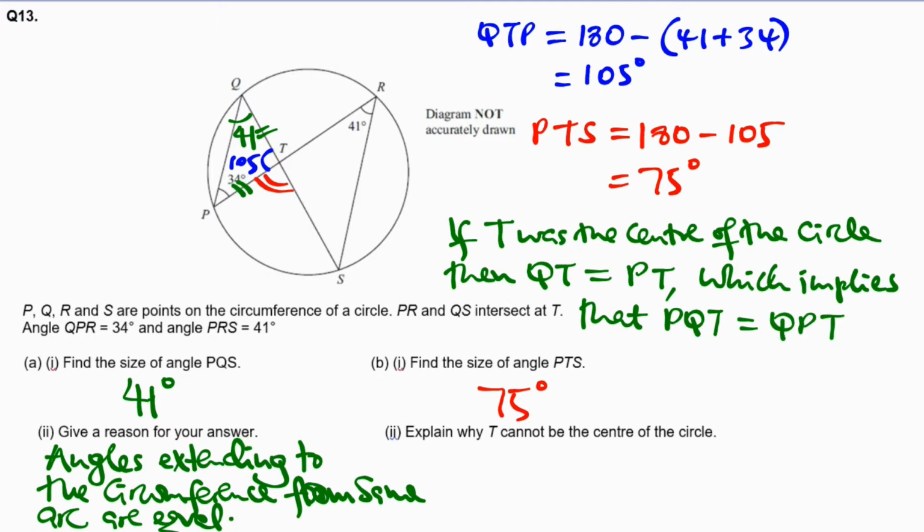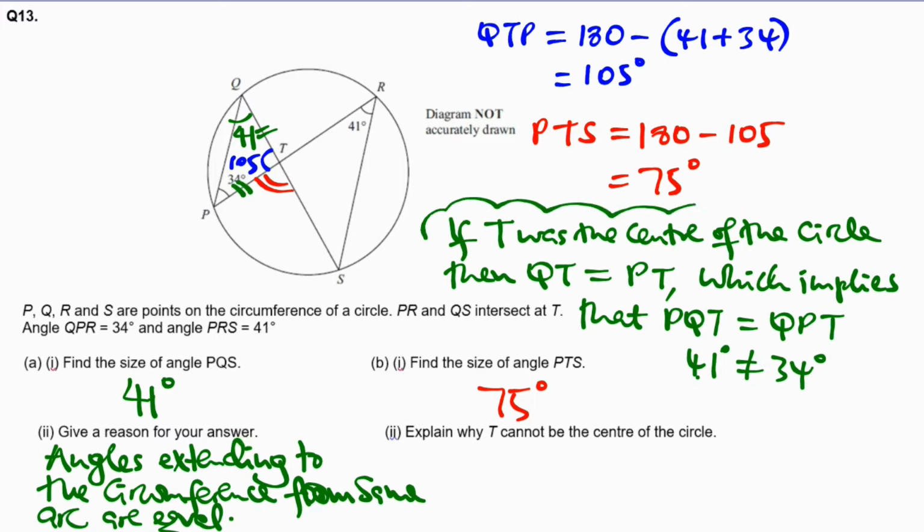But of course, if we look from our calculation, you can clearly see that PQT, which is 41 degrees, is not equal to QPT, which is 34 degrees. And therefore, T is not the center of the circle.